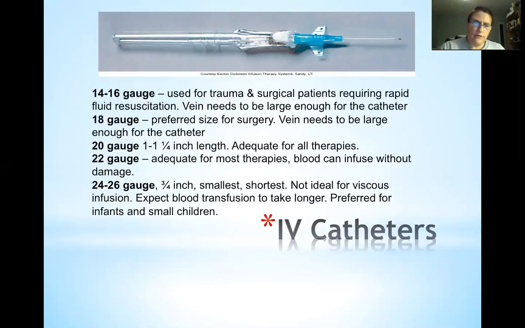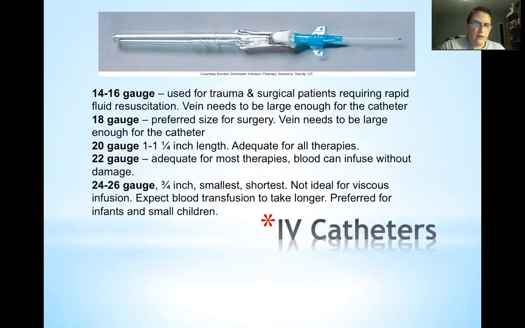Typically what we use on the floor and even back in CCU are 20 and 22 gauge catheters. They're usually 1 inch to 1.25 inches in length. They're typically adequate for all therapies, even blood. We can infuse blood without damaging the RBCs as they go through.